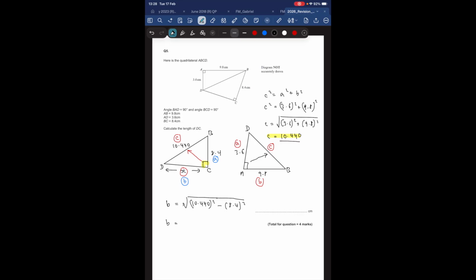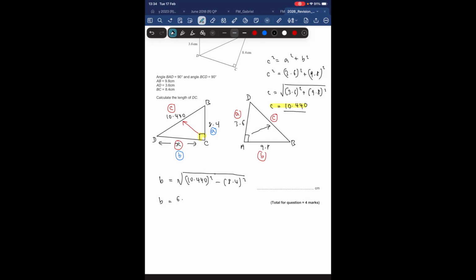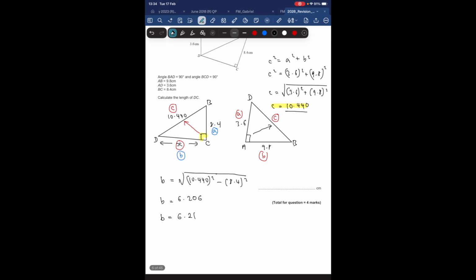And if we just type that in and then take the square root, we get our answer of 6.206. And we can now round it to, say, 2dp, 6.21. The question doesn't mention it, so if the question doesn't mention the number of significant figures or decimal places, we can just generally keep it at 2dp. So our final answer is going to be 6.21.